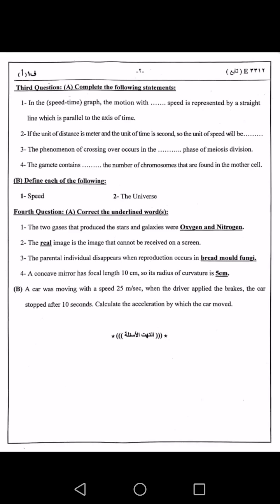Fourth question, correct the underlined words. Number 1, the two gases that produced the stars and galaxies were oxygen and nitrogen. The answer is, the two gases that produced the stars and galaxies were hydrogen and helium.